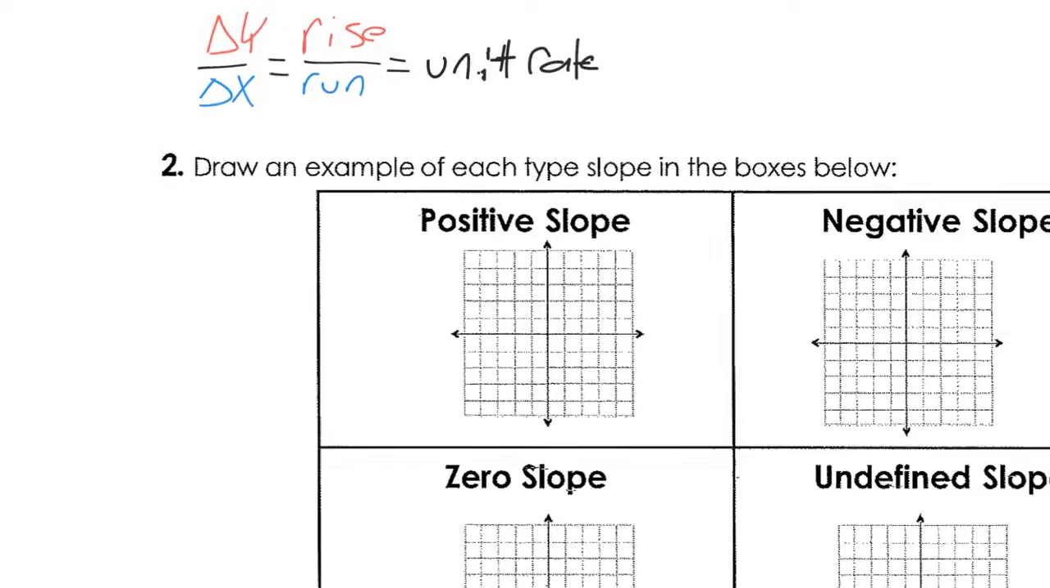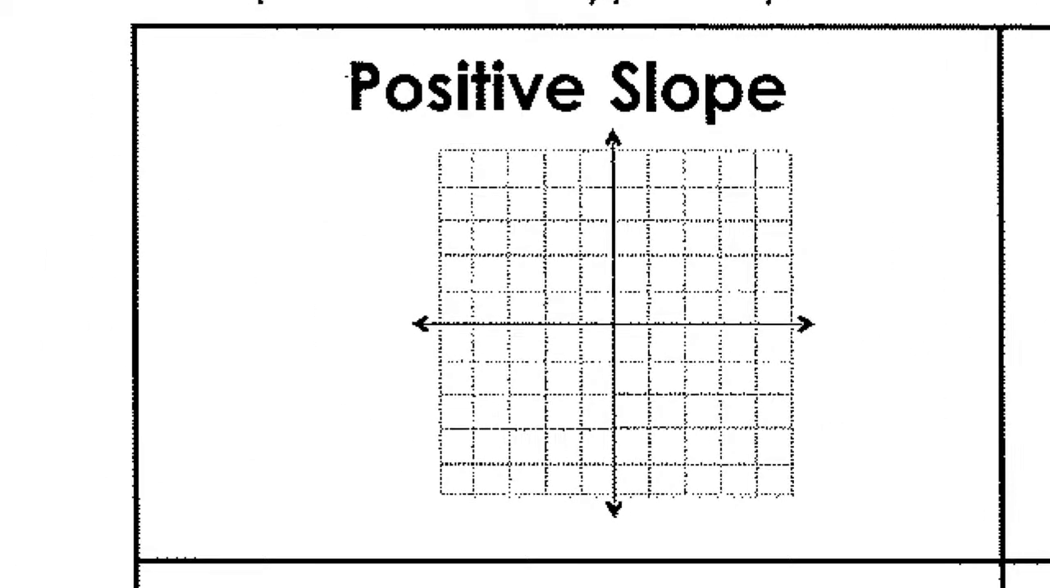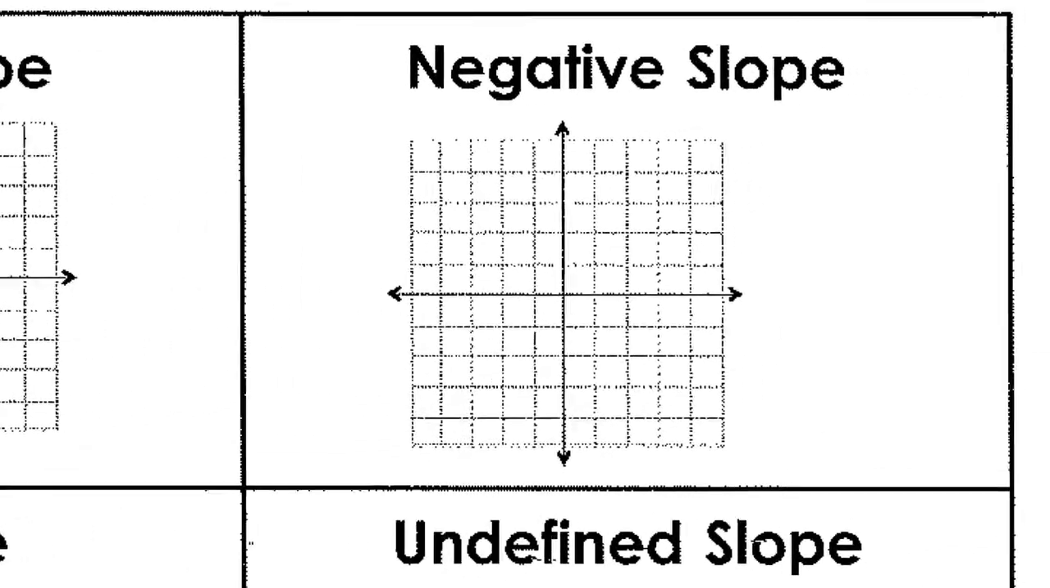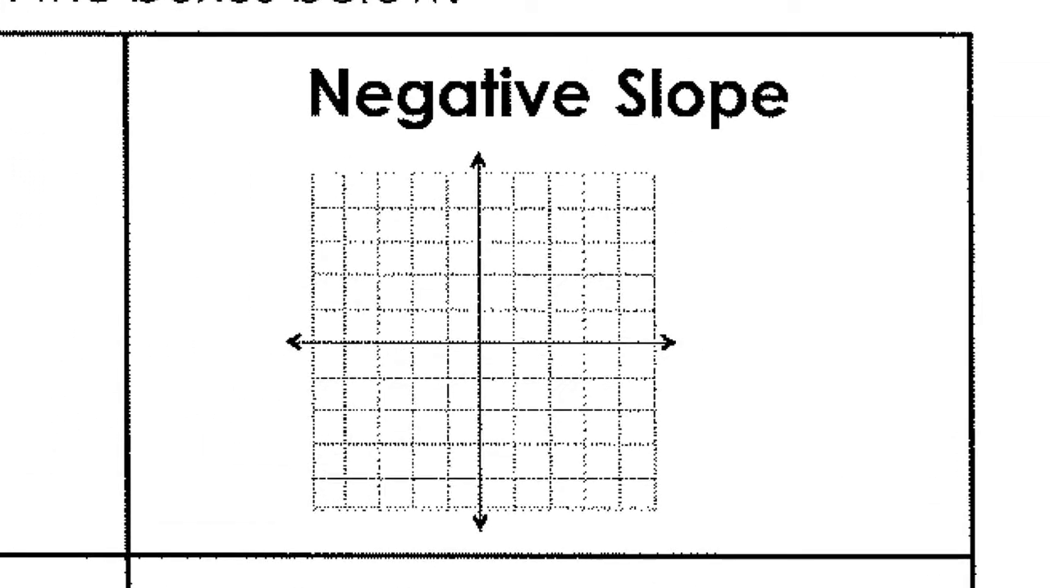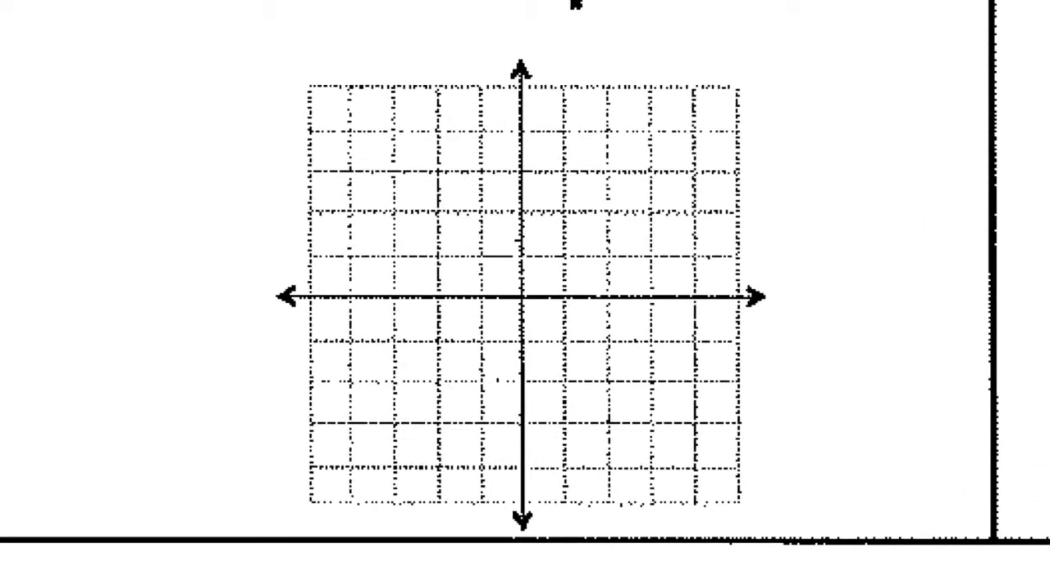On number 2, it says draw an example of each type of slope in the boxes below. All I'm going to tell you on these is positive slope goes up from left to right. So just give me an example of one of those. A negative slope is obviously the opposite of positive. So negative slope would be going down from left to right. Zero slope's a little tricky. In fact, actually I'm going to help you out on this one. If I have a mountain and there is no slope to it, well, that's going pretty much straight across. It's flat. There's no slope. That would be m equals 0.